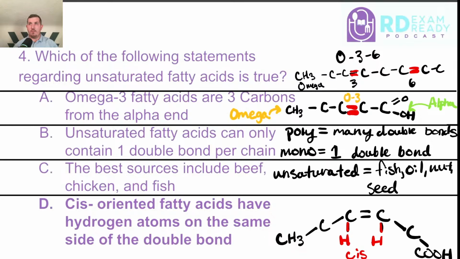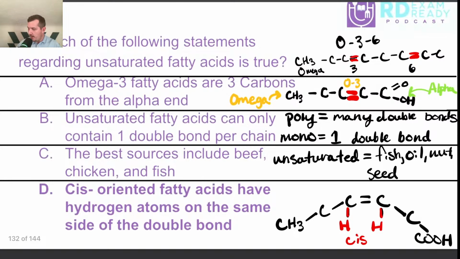Like the term cisgender, right? Same in that case. So cis means same. Cis oriented fatty acids have hydrogen atoms on the same side of the double bond, okay? This is what a cis fat looks like here. These fatty acids that I've drawn up here, they look very linear, as you can tell, but in reality, they don't look like that. They're actually kind of bent. Unsaturated fatty acids, they're kind of bent like this, okay?